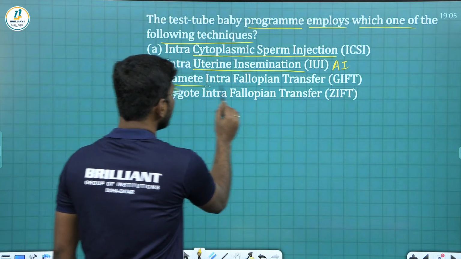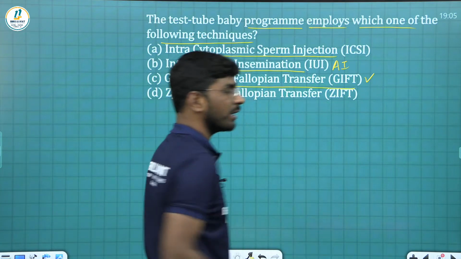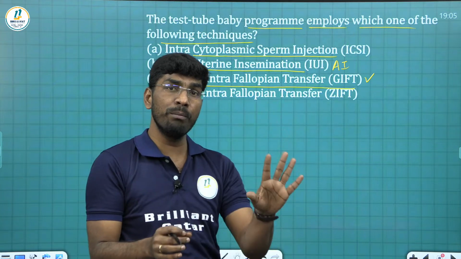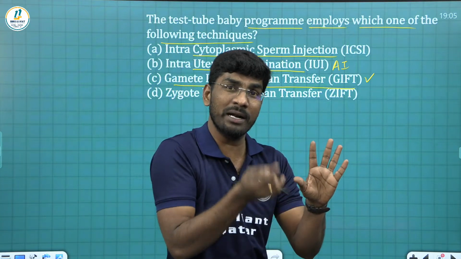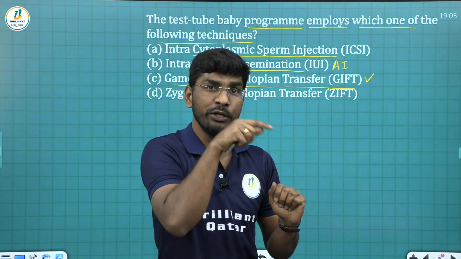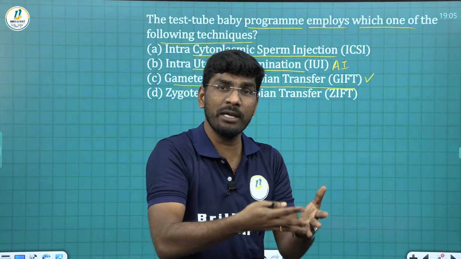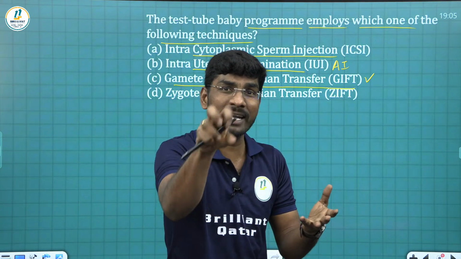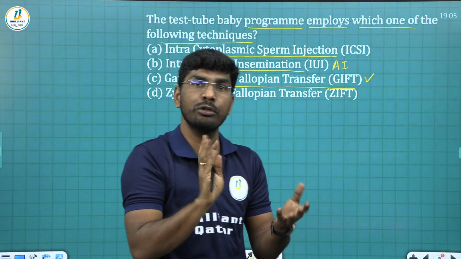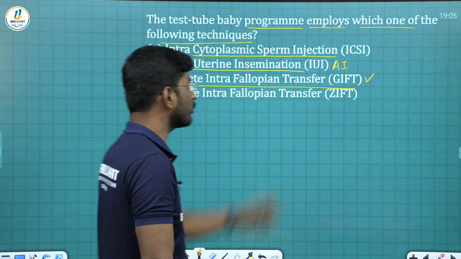Next, gamete intrafallopian transfer, GIFT. In GIFT, the woman cannot produce eggs but her uterus is good. Her uterus is good for conceiving. Her uterus is good for development of the baby. You got my point? So that woman will take a donor egg and put it into the fallopian tube. Normal fertilization takes place. It is not IVF.